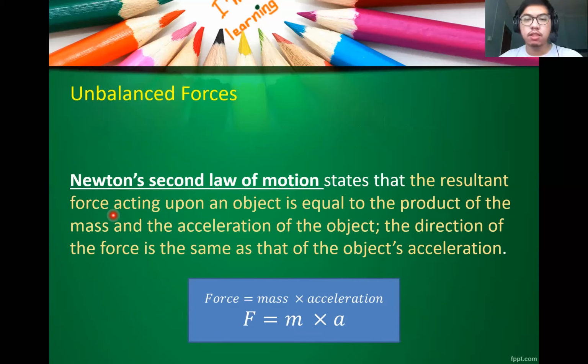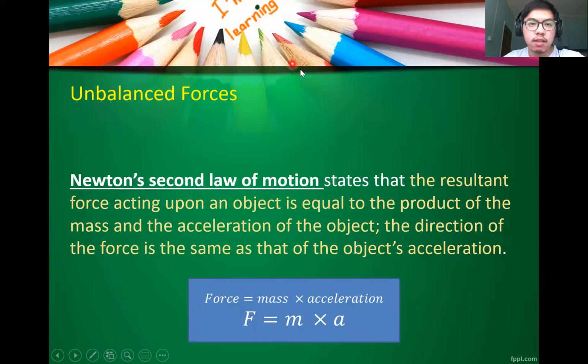So the first law is talking about what happens when there is no resultant force, or when there is no force at all. When there is no force at all, the object will keep doing whatever it's doing. If it's not moving, then it will continue to not move. If it's already moving, then it will move at constant speed. The second law is talking about what happens when there is a resultant force.